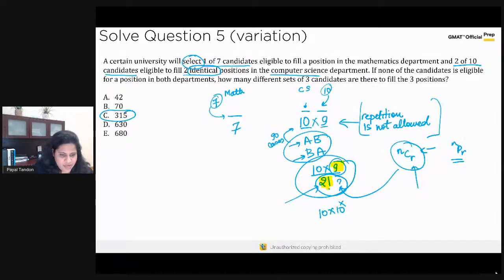Okay, what is the difference between none of the candidates being eligible or not eligible for a position in both departments? Again, over here, all this means is that these 7 people, once you select them, are eligible only for this position. They are not eligible for this position. So it's just more of a clarification, nothing else.